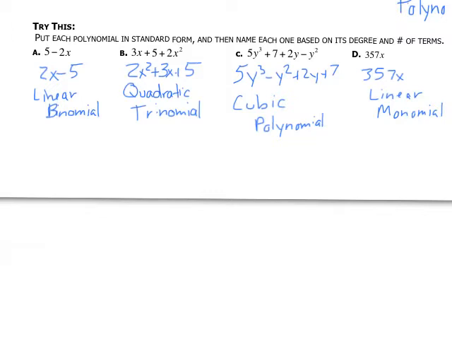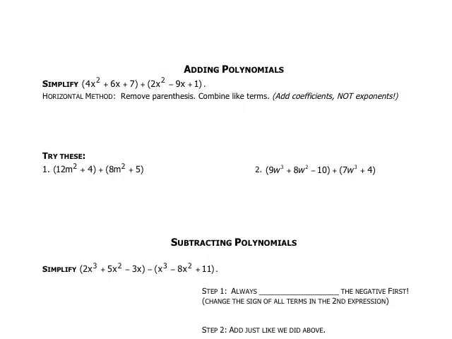Okay, you can see as I wrote them in standard form, I put my highest exponent first in each of them and go down the line, decreasing my exponent each term. Then my names: on A, highest exponent of 1 would be linear, 2 terms would be binomial. On B, highest exponent of 2 would be quadratic, 3 terms here would be trinomial. On C, highest exponent of 3 gives me cubic, and 4 terms or more gives me polynomial. And then on D, highest exponent of 1 would be linear, and just a single term would be monomial. Okay? So let's go ahead and flip to the back and look at adding and subtracting.